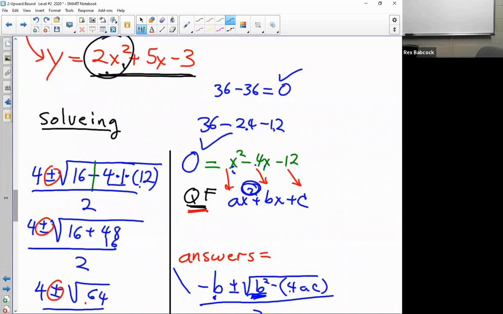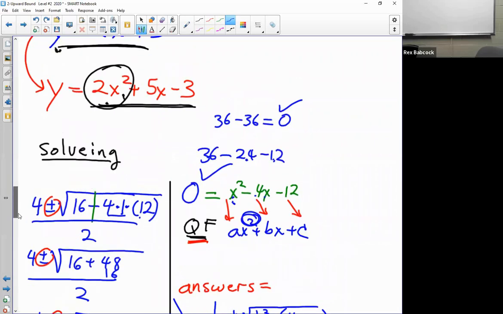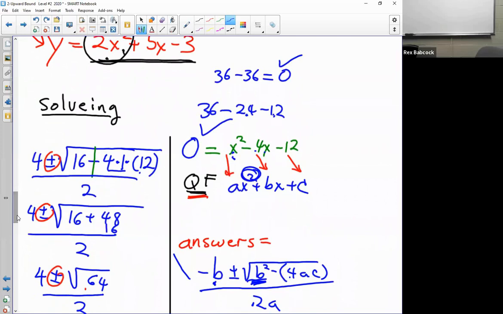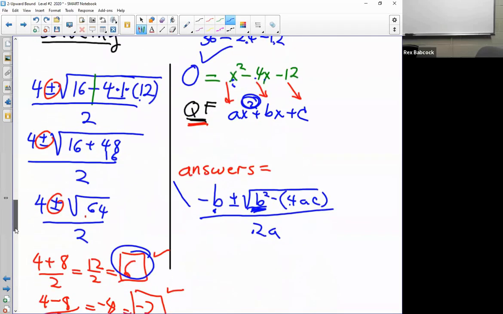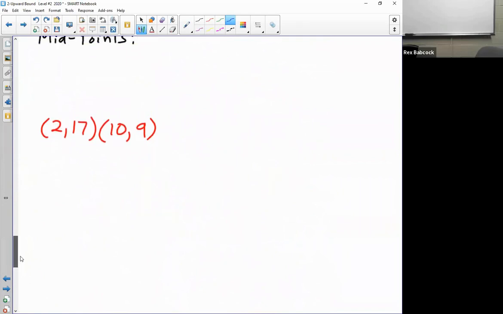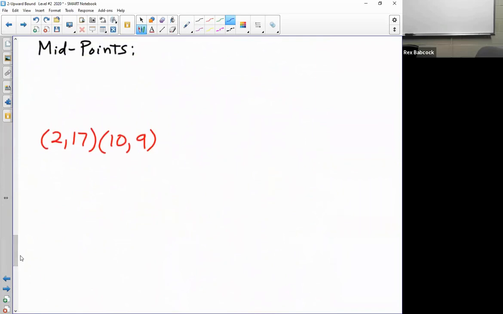Usually, however many degrees they are, in other words, a third degree might have 3, a second degree 2, first degree 1. So you see there's a big difference when you're looking at quadratic or second degree equations, and it's something we should be familiar with. And we can look at the coordinate system as well, which we will later on in the course. Let's look at the next item, midpoints.